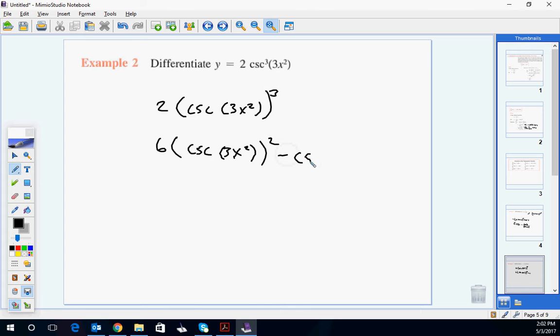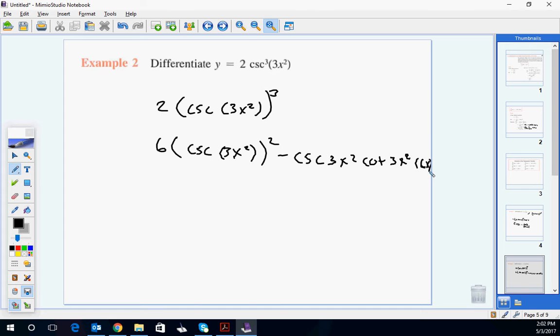Now this is where it gets a little tricky. You have to keep the same base, if you will. It's not just an x. It has to keep that same form. Okay, and then it's also the cotangent. Okay, it's a square there. And then the derivative of the inside, which is 6x, just goes in the end there.